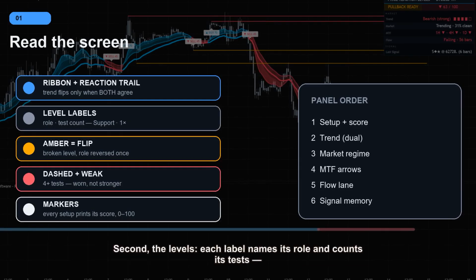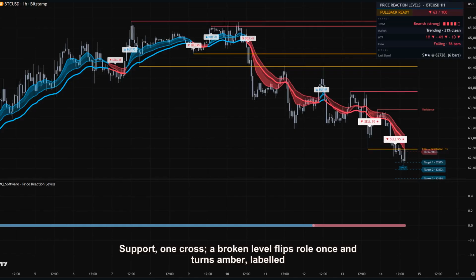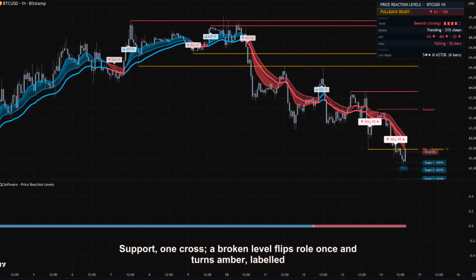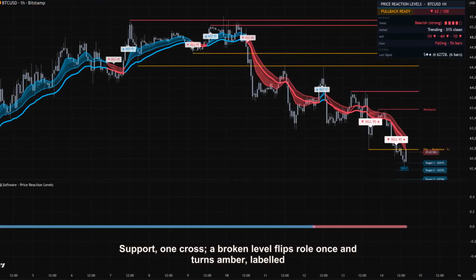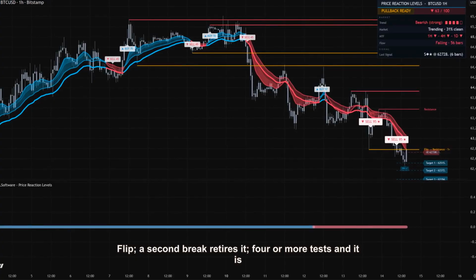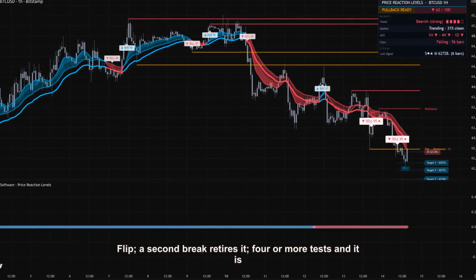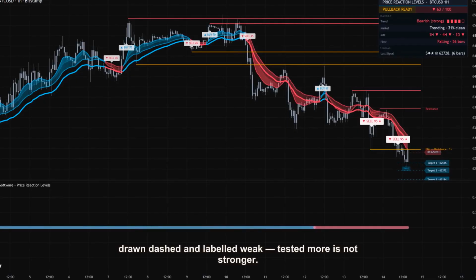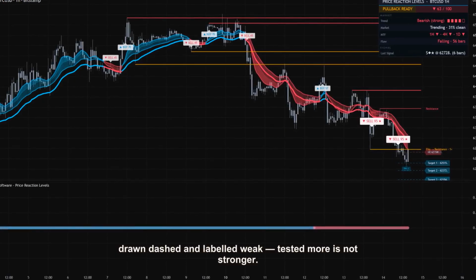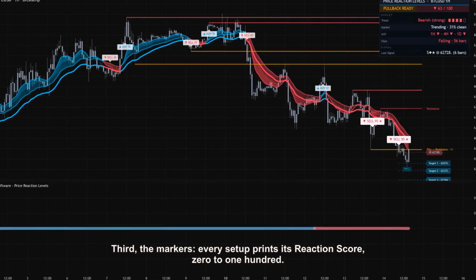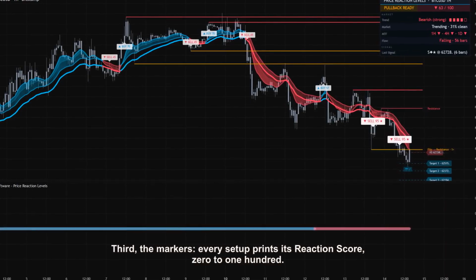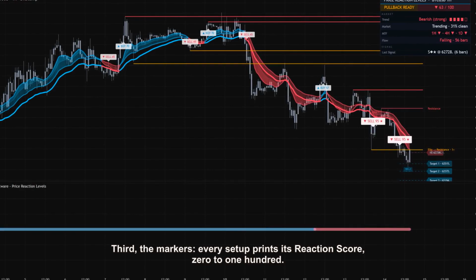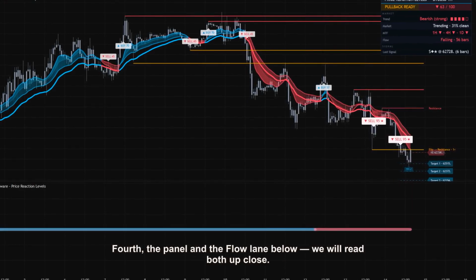Second, the levels. Each label names its role and counts its tests. Support, one cross. A broken level flips role once and turns amber, labeled flip. A second break retires it, and at four or more tests, it is drawn dashed and labeled weak. Tested more is not stronger. Third, the markers. Every setup prints its reaction score, 0 to 100. Fourth, the panel and the flow lane below. We will read both up close.